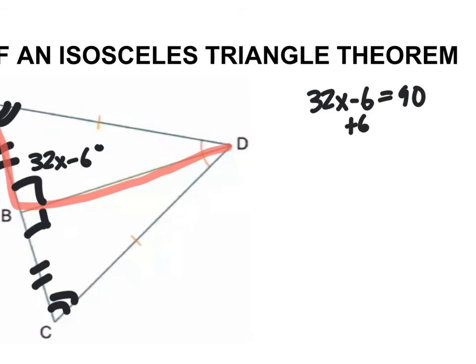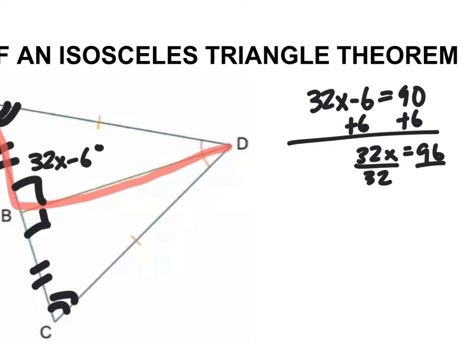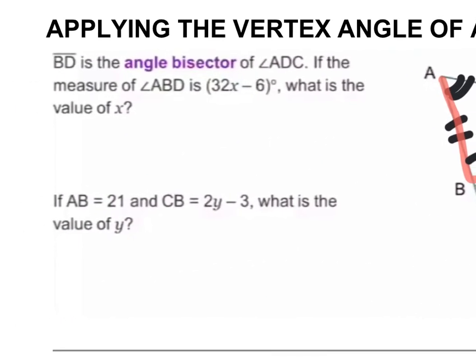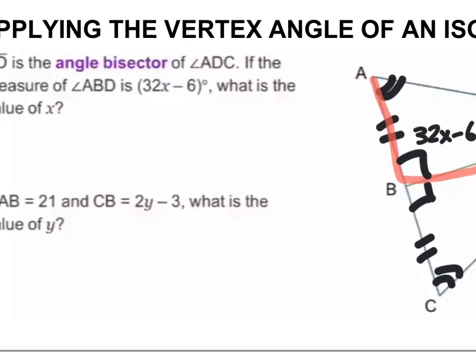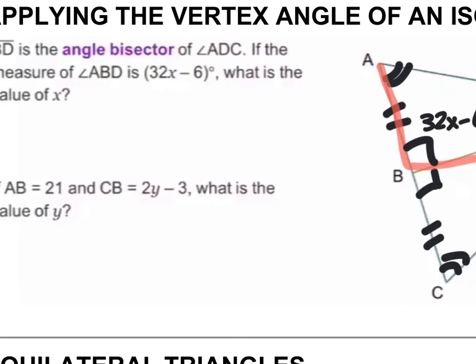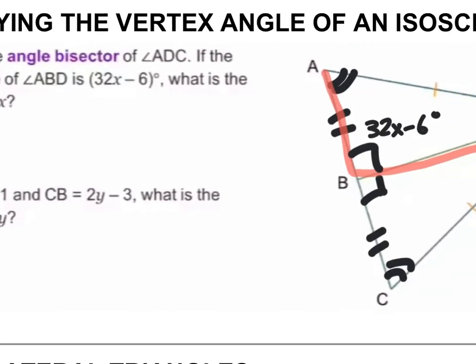Then I'm going to add 6 to both sides, so I get 32x is equal to 96. If I divide by 32 on both sides, then I get that x is equal to 3. Isn't that nice? Then it says if AB is 21 and CB is 2y minus 3, what is the value of y?